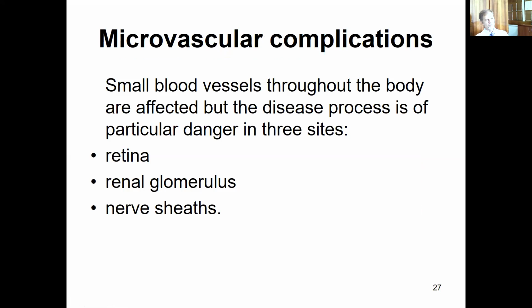Small vessels, microvascular complications. Small blood vessels throughout the body are affected, but the disease process is of particular degree in 3 sites. So microvascular complications affect the retina, the eyes; the renal glomerulus, the kidneys; and the nerve sheath. These are the vessels which provide blood supply for nerves. And these are the 3 sites, 3 targets for microvascular complications.